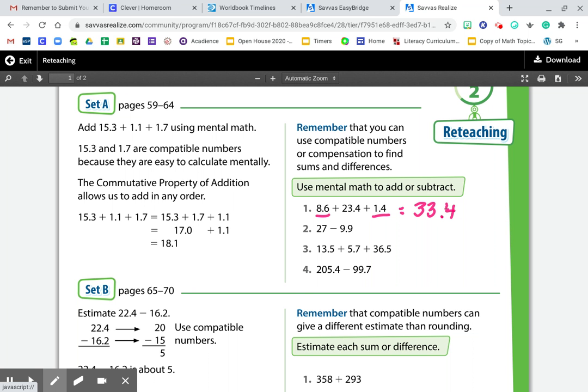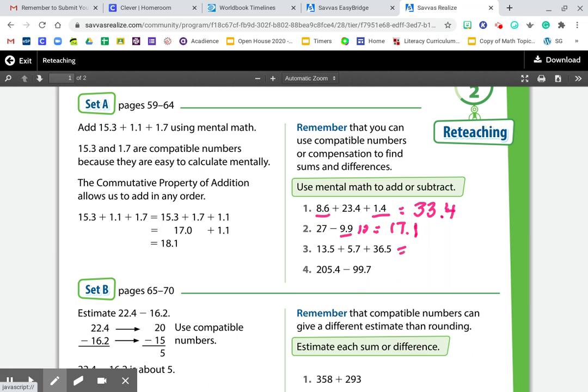For the second one, I would probably round 9.9 up to the whole number 10. So I would say 27 minus 10 is 17. And I rounded up 1/10, so I'm going to have to add the 1/10 back in. If you do that with pencil and paper, 17.1.